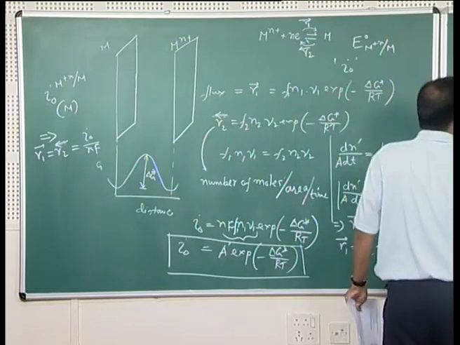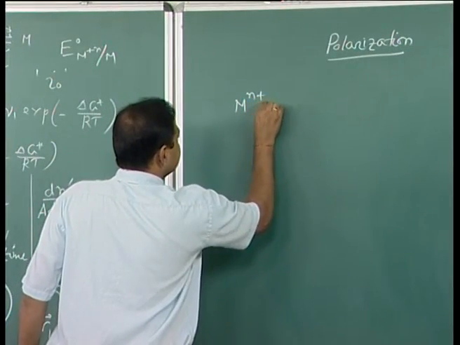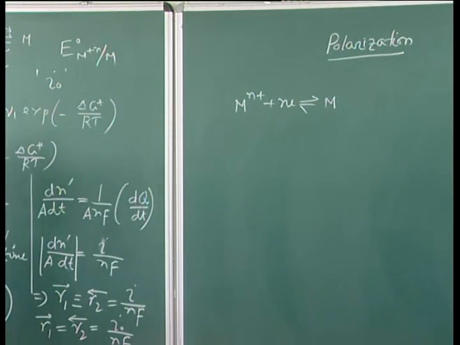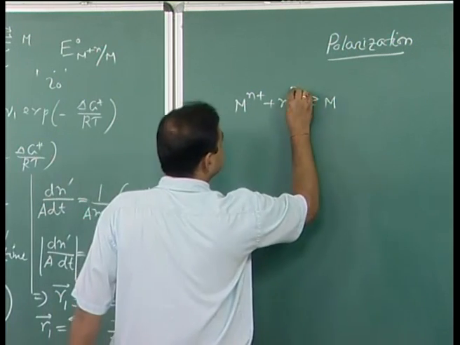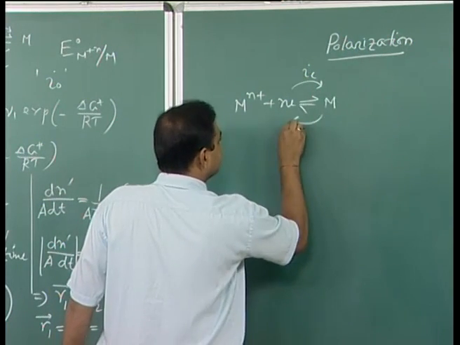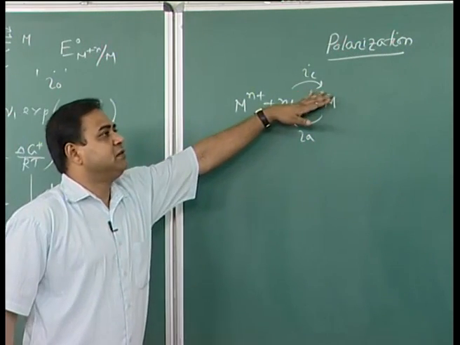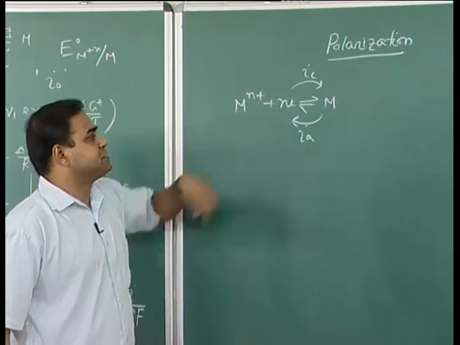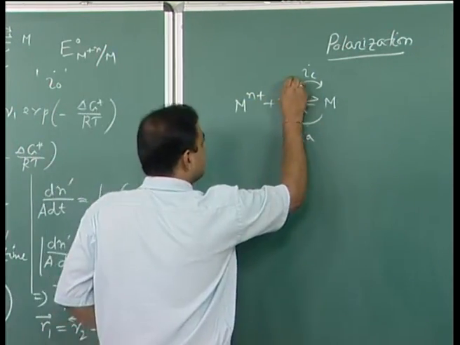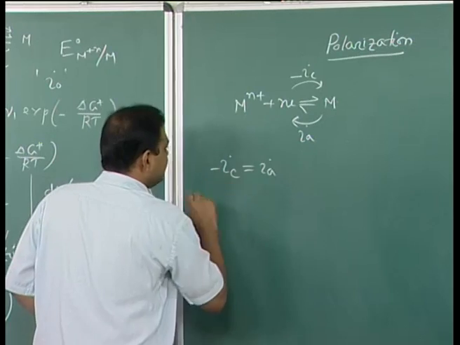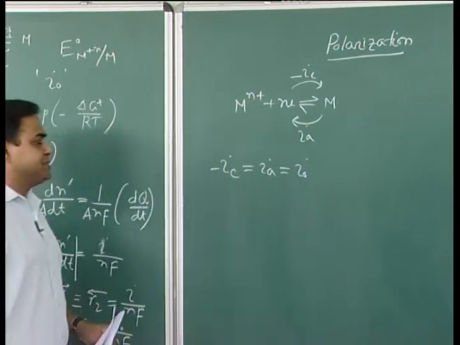Now, let us say I have this reaction, this is my equilibrium reaction for metal deposition as well as metal ion formation. In that case, this is nothing but IC, this is nothing but IA. We have already seen this is the cathodic current density, this is the anodic current density, and there would be a negative sign here, and if it is equilibrium, then IC equal to IA equal to I0, which is the exchange current density.